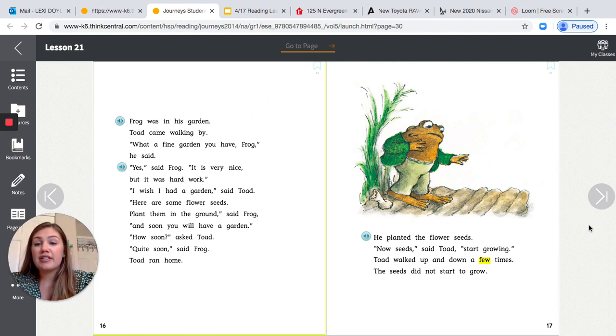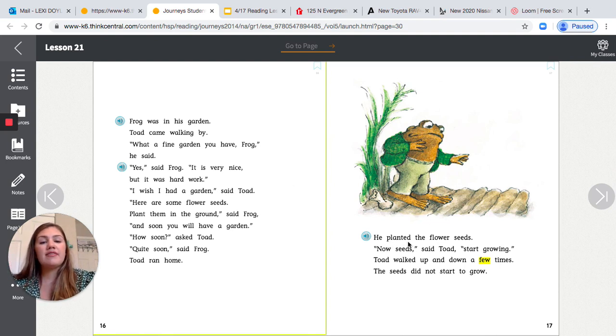Frog was in his garden. Toad came walking by. "What a fine garden you have, Frog," he said. "Yes," said Frog, "it is very nice, but it was hard work." "I wish I had a garden," said Toad. "Here are some flower seeds. Plant them in the ground," said Frog, "and soon you will have a garden." "How soon?" asked Toad. "Quite soon," said Frog.